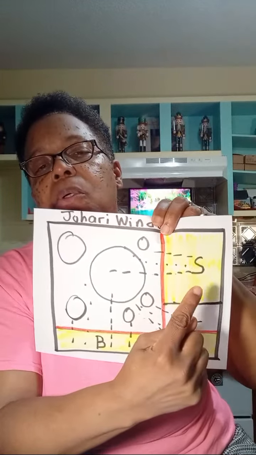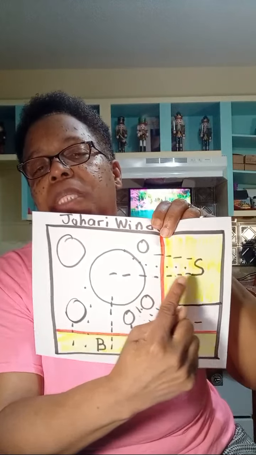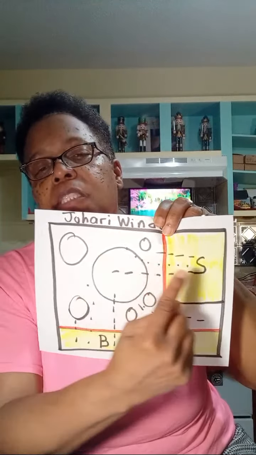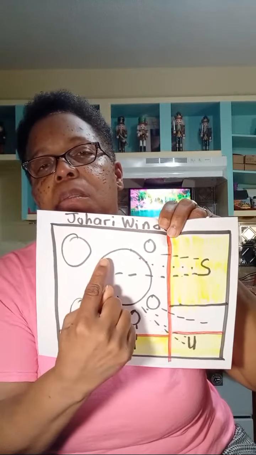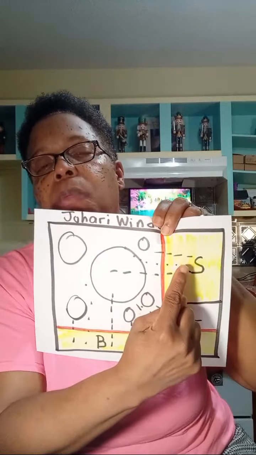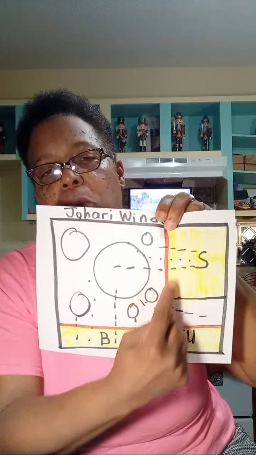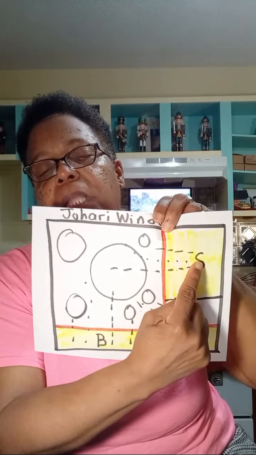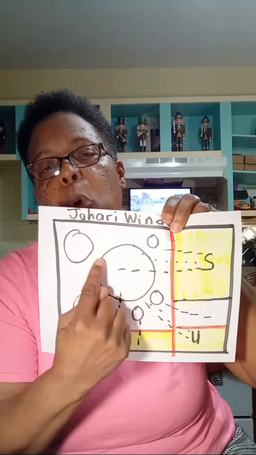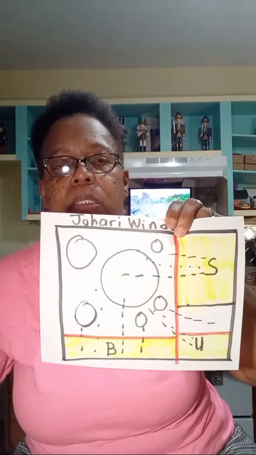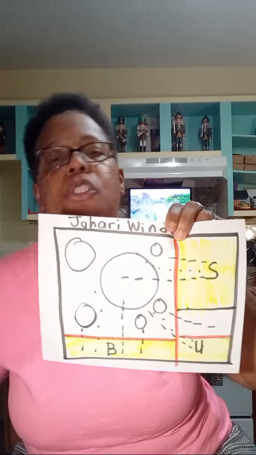So now that information from the secret area of the Johari window is going to shift to the open area of the Johari window. The secret area is going to become smaller. As that information shifts from the secret to the open area, the open area of the Johari window becomes larger.